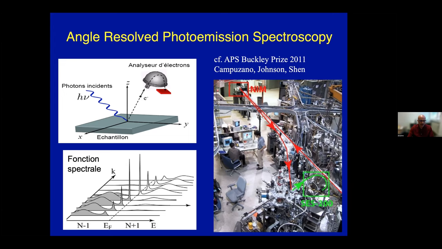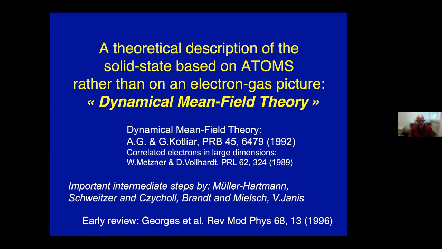Okay, so enough for the formalism. I'm now going to give you an overview of what dynamical mean field theory is about. Dynamical mean field theory is now already quite a time-honored theory. It emerged about 30 years ago. And the basic idea is to provide a theoretical description of the solid state based on atoms, rather than just based on an electron gas on top of which we would turn on interaction. So the atoms are really at the heart of the approach.